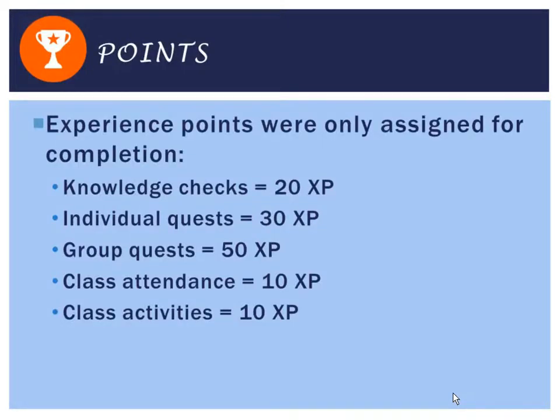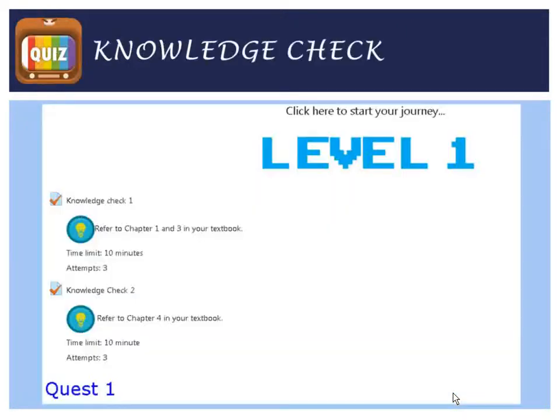Points. So I used to refer to them as experience points. This year, because I'm running the intervention again, they are referred to as Randellas now. They would get points for knowledge checks. So a knowledge check is a short quiz on the content of a chapter. There would be individual quests. So maybe they had to complete a questionnaire and explain what their code is in terms of the career management section. Or a group quest. So this would be a much bigger learning activity that they would have to complete as a group. Class attendance, as well as class activities, also received points.